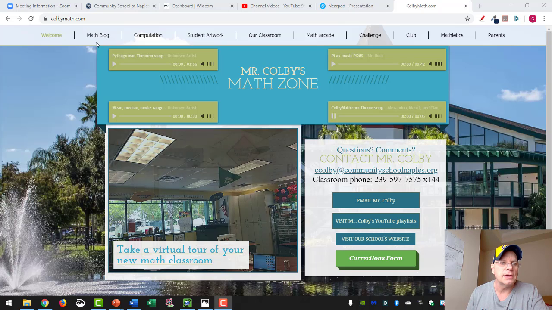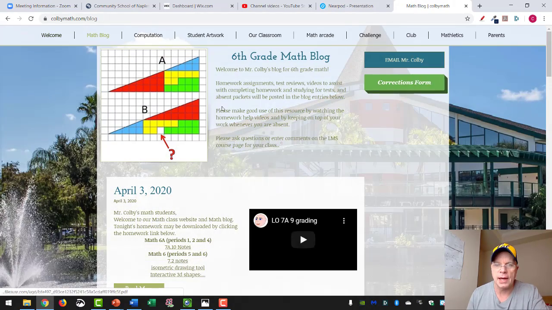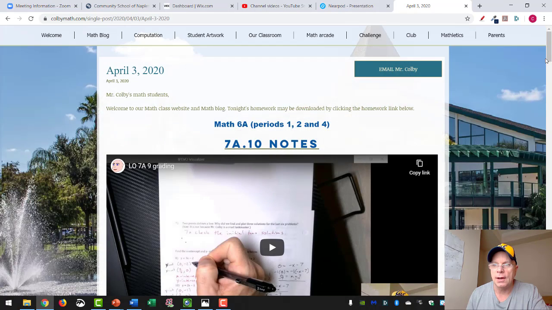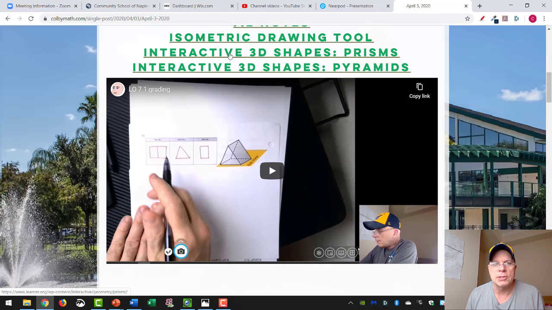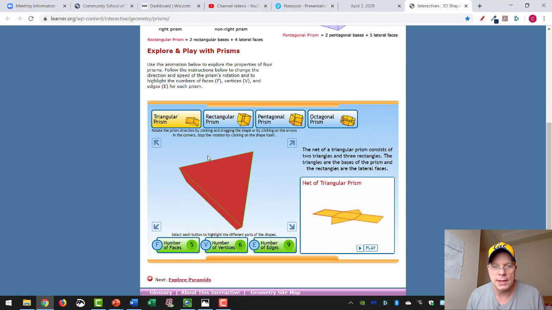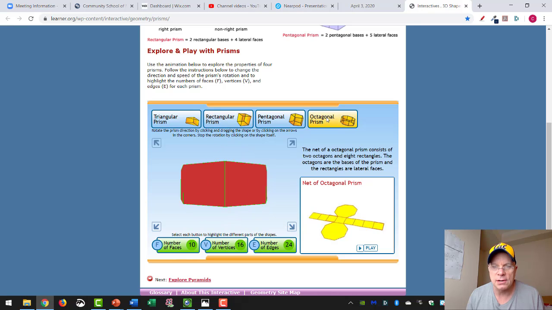Okay, on Friday we explored some tools that you can use to look at three-dimensional solids, and I've posted them again on the blog. The interactive 3D shapes for prisms and pyramids, these two tools. You can play around with this triangular prism, this rectangular prism. You've got number of faces, vertices, and edges here. You've got nets you can look at.